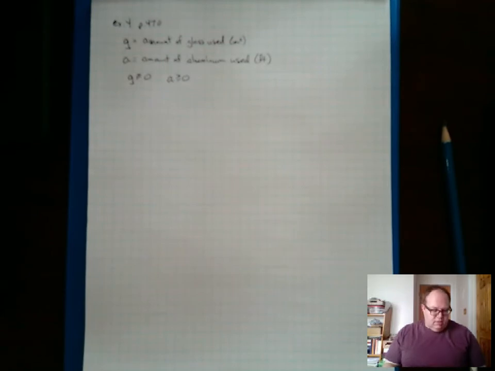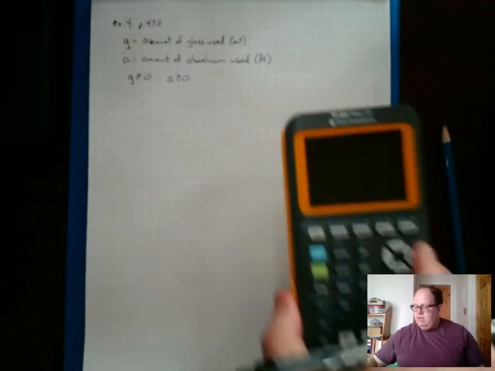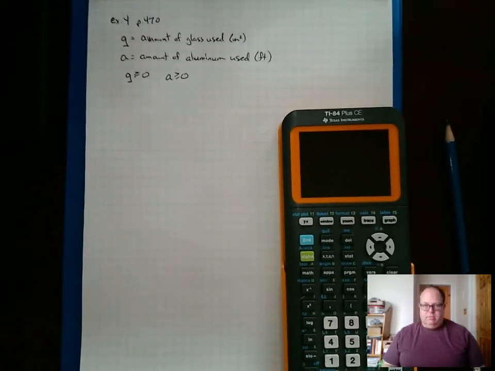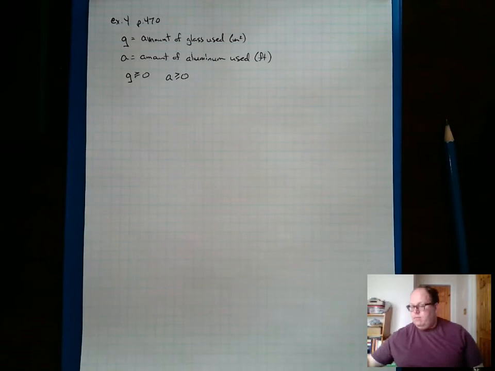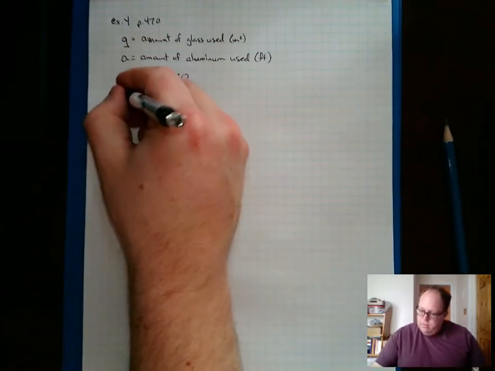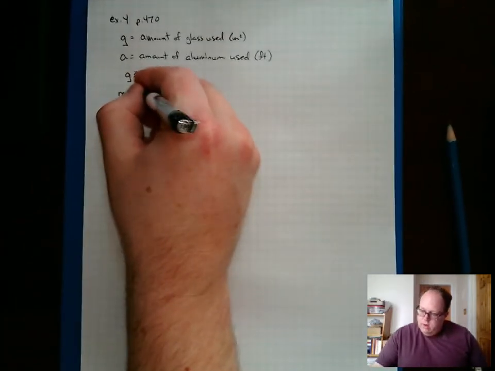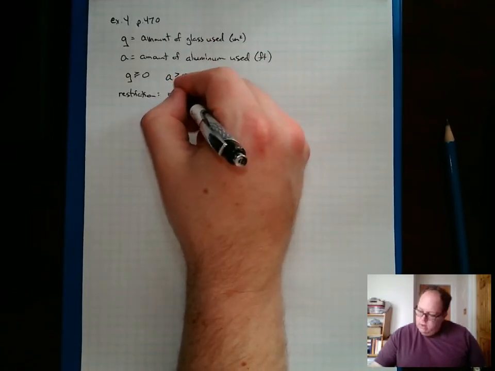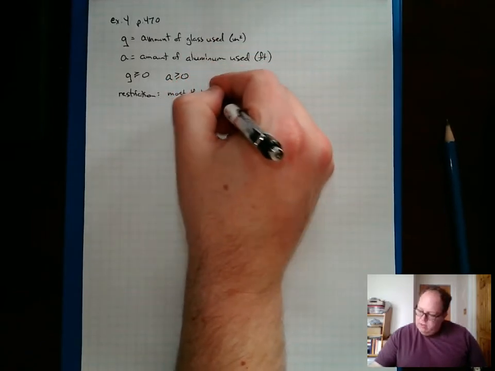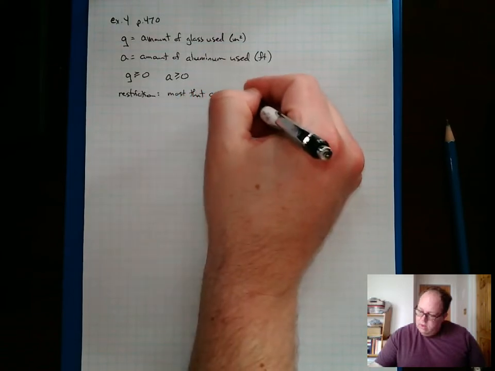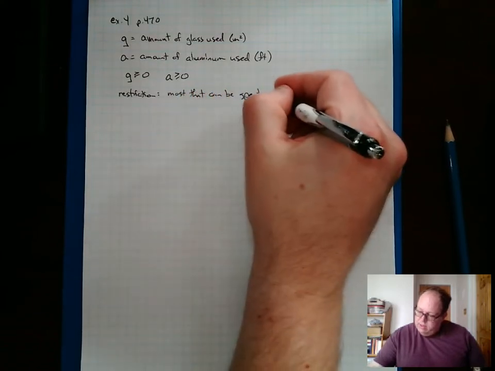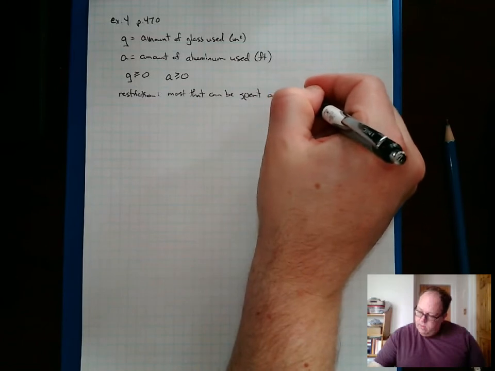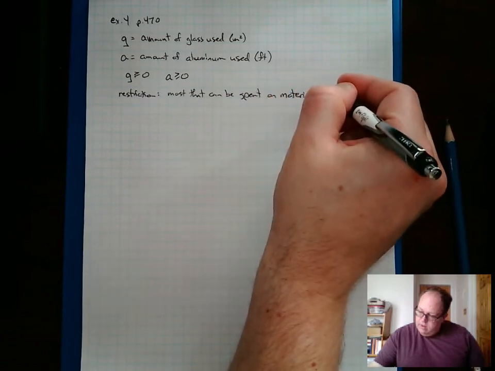Now, the restriction we've got is that we can spend up to $50 on materials. The restriction is where you're going to get your main inequality from. Restriction: the most that can be spent on material is $50.